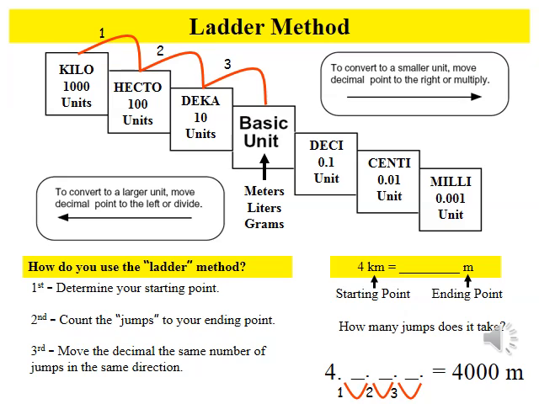The easiest way to do conversions is using the ladder method. First, you determine your starting point. Second, you count the jumps to your ending point. You move the decimal the same number of jumps in the same direction.